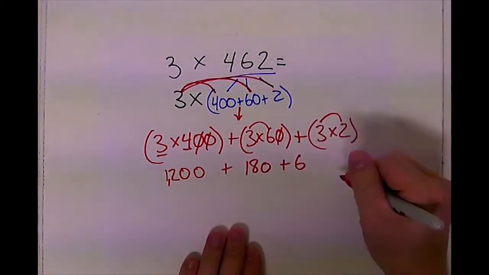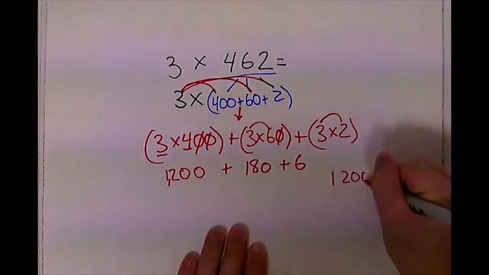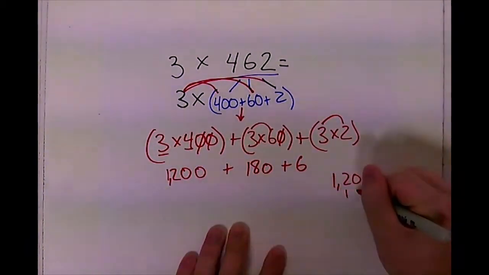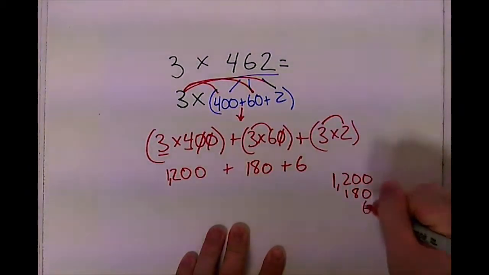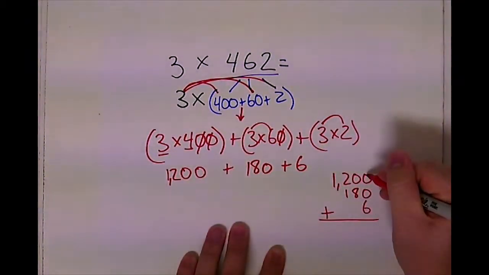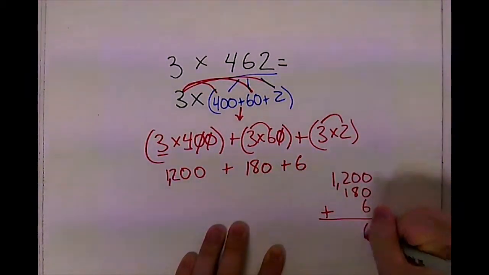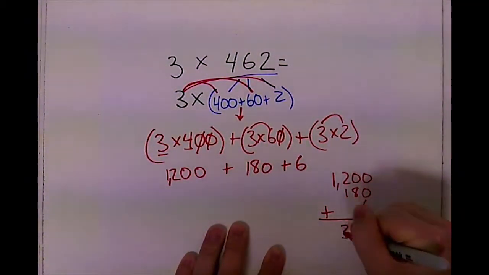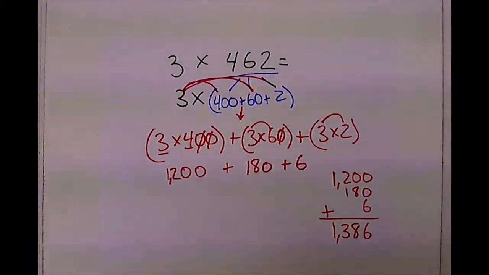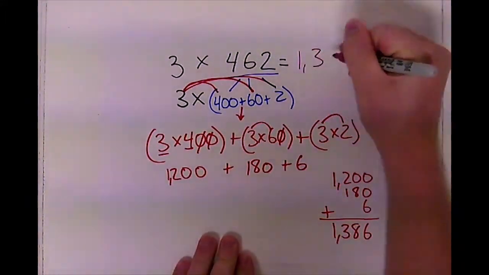And then I'm just going to line those up vertically, because that's how we add. Makes it a whole lot easier. And make sure the ones are all lined up, the tens are all lined up, the hundreds and the thousands. So we can simply add those up really quickly. So my answer is 1,386. So 3 times 462 is equal to 1,386.